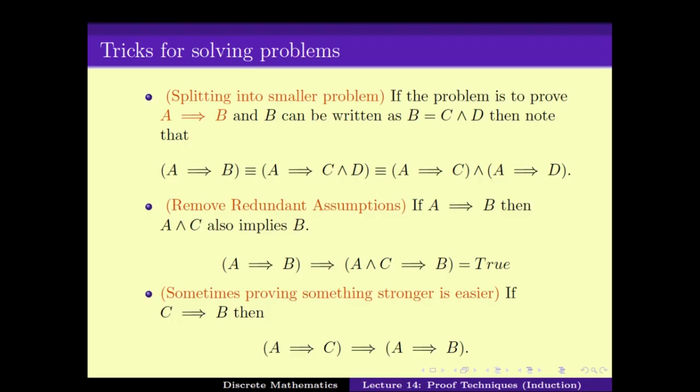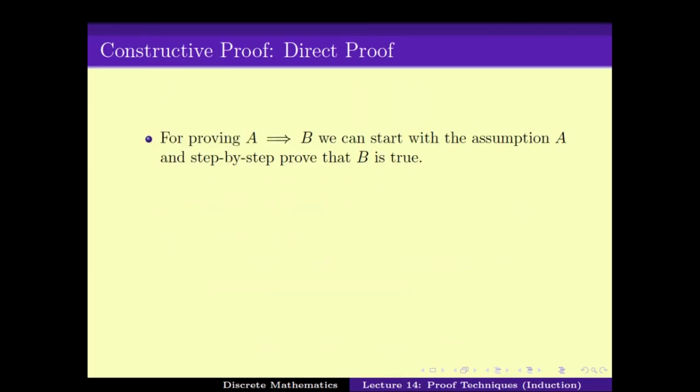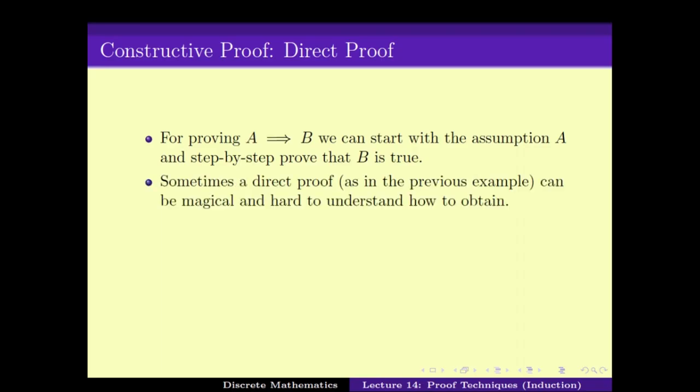Other than these three tricks for solving problems, we also looked at some of the proof techniques. In particular, we looked at the direct proof technique. The idea is that to prove A implies B, we start with an assumption A and step by step prove B. But sometimes getting such a proof can be magical and hence difficult to understand how to obtain.